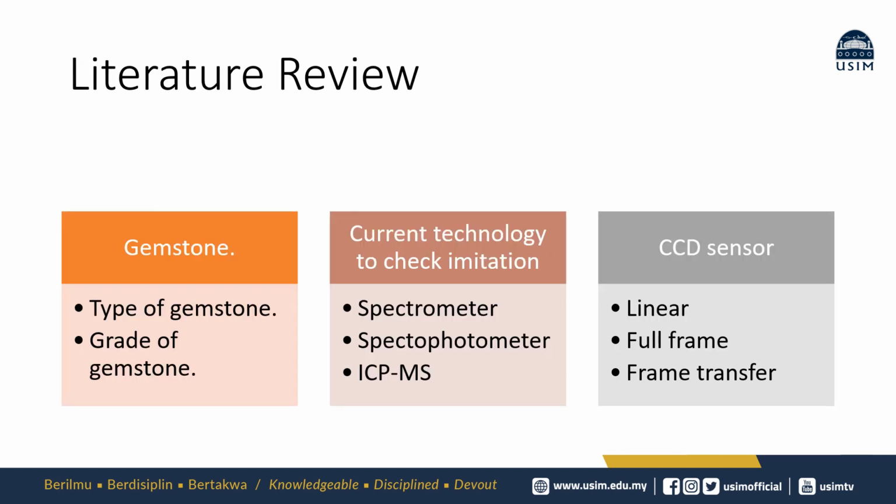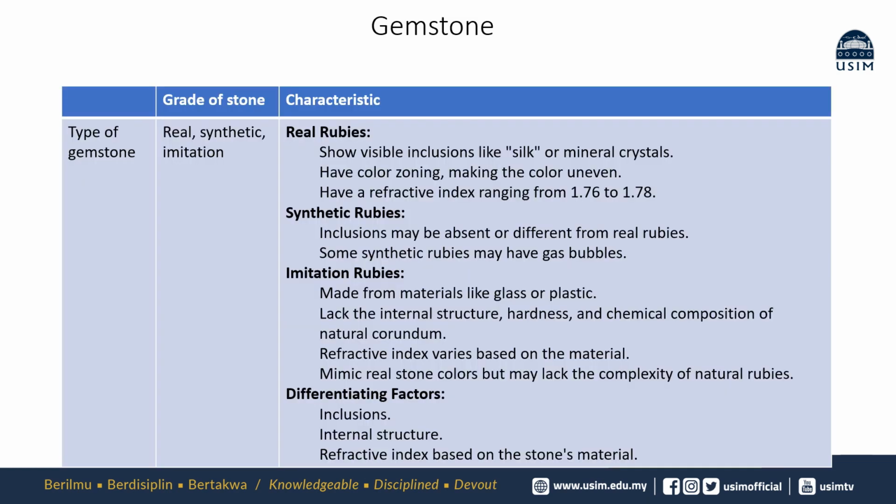Now we go on to a little bit of previous research and papers. Based on research and reports from the Gemological Institute of America, imitation ruby, for example, is made from glass and plastic. Thus, its refractive index is around 1.4, with color and no flaws. But real ruby has a 1.76 refractive index and it has flaws.